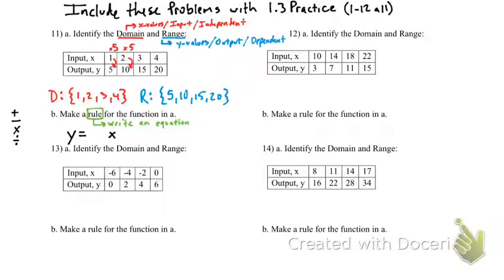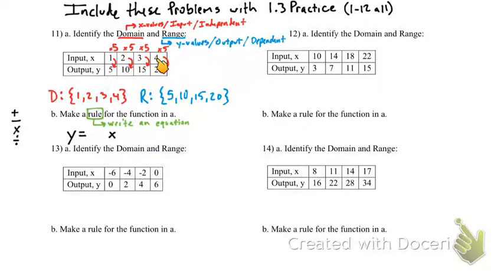Yes, it does. So let's try it for the next one. It has to work for all domains, all x's. 3 times 5, does it give me the correct output? Yes, it does. And then lastly, let's test the last one. 4 times 5, does it give me the correct output? And it does. So my rule that I wrote up here, multiplying by 5, works for all of my x values and y values.